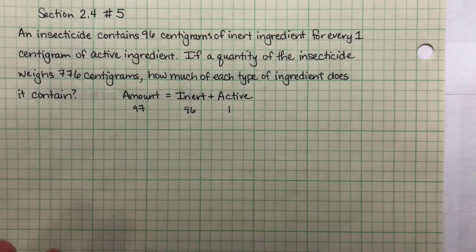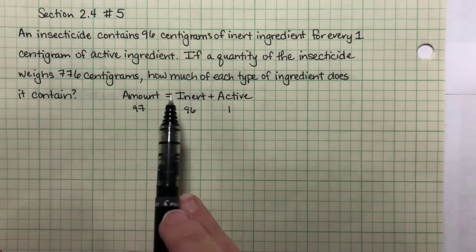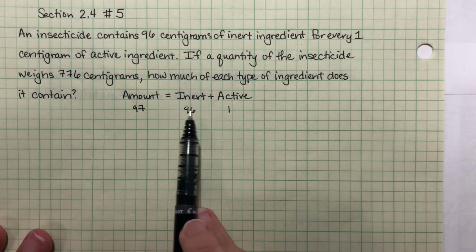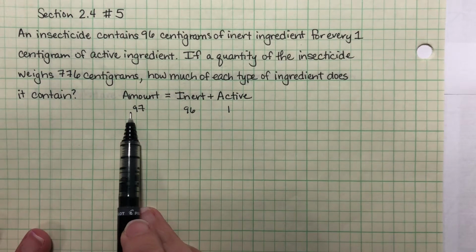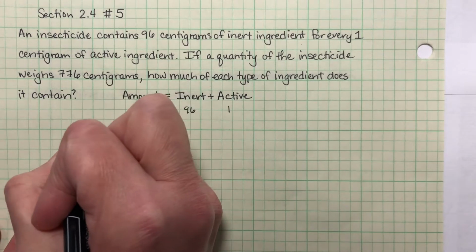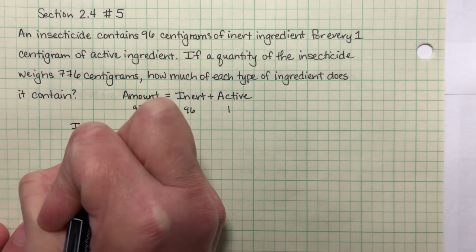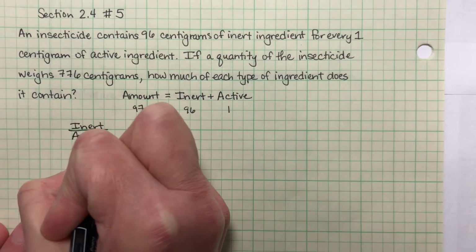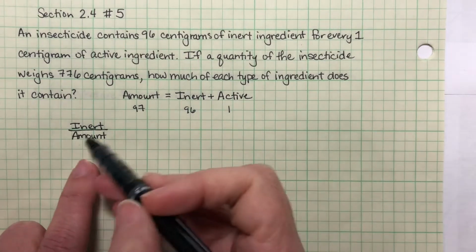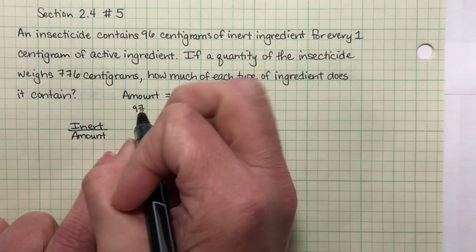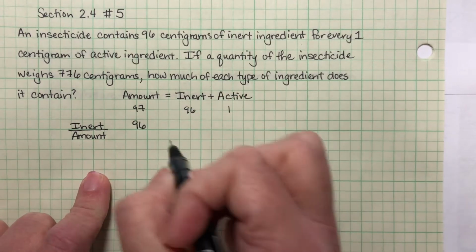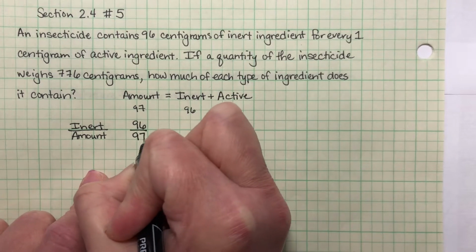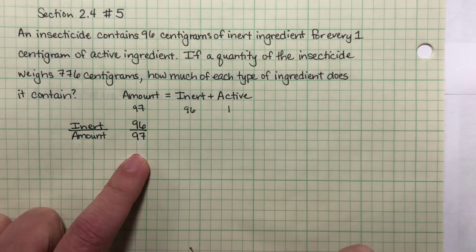So we can set this up as a proportion. All we have to do is to be consistent. If I take the amount of inert, compare that to the amount I have total. So I'm just going to set this up. I just need to be consistent. Inert over the total amount. This is just showing the relationship. So I'm given that 96 centigrams out of every 97 centigrams is inert.